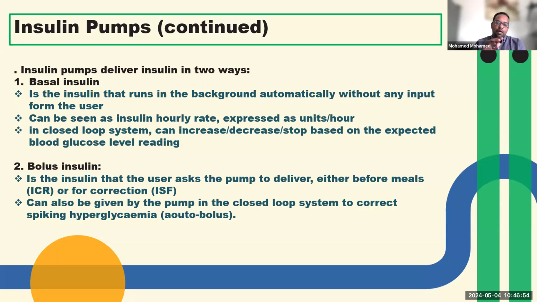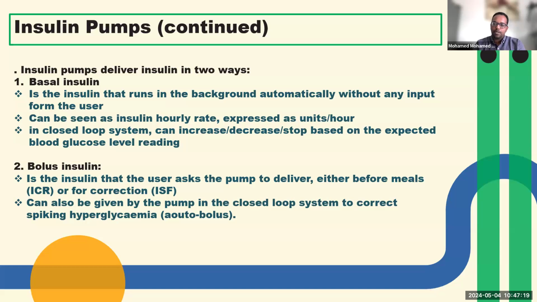It can also be given by the pump in the closed loop system to correct spikes in blood glucose. So you have this basal insulin, and before you have your meal, you tell the pump, I'm going to have 40 grams of carbohydrate. And for these 40 grams, my ICR is 1 to 8, so I need to take 5 units. Can you please give me 5 units? And it gives you the bolus insulin.